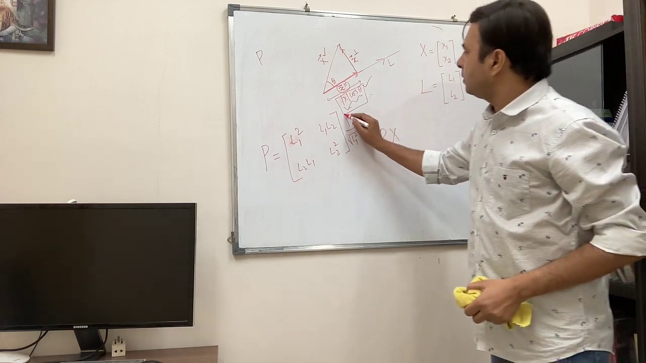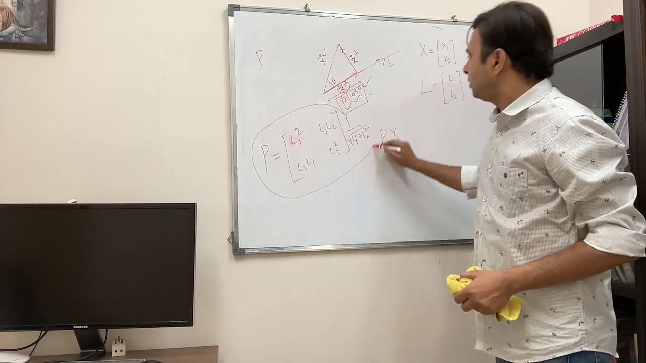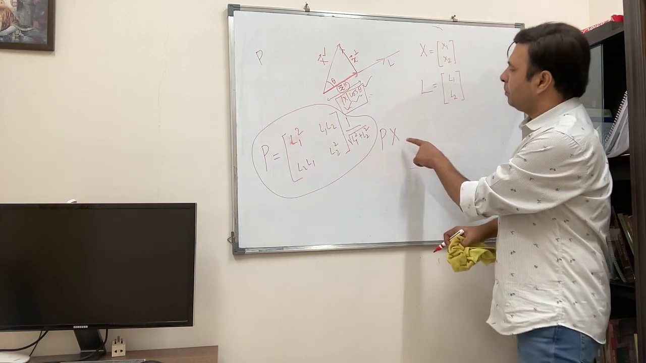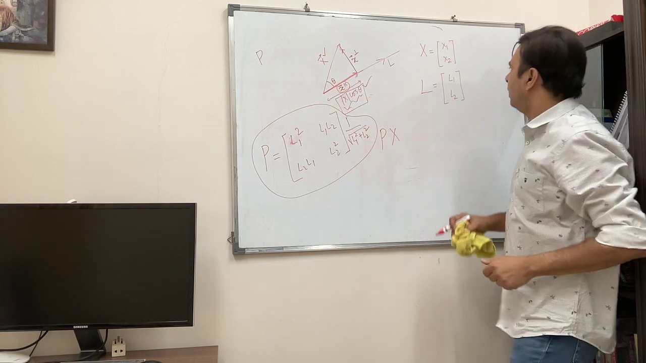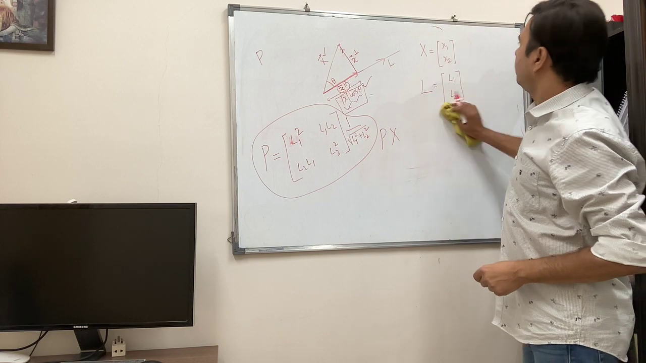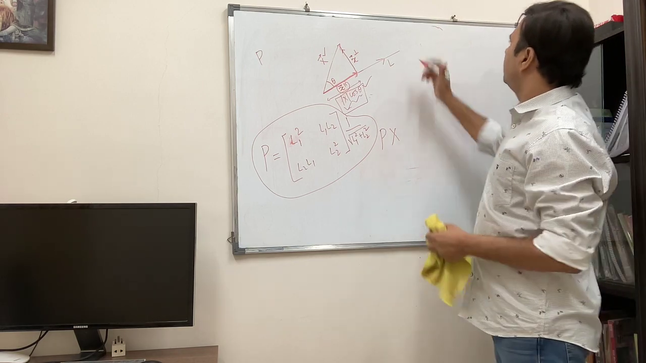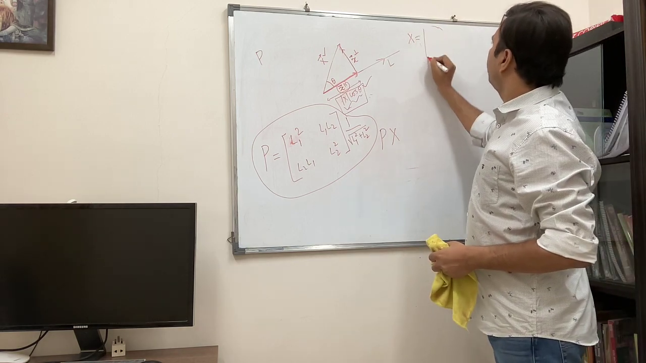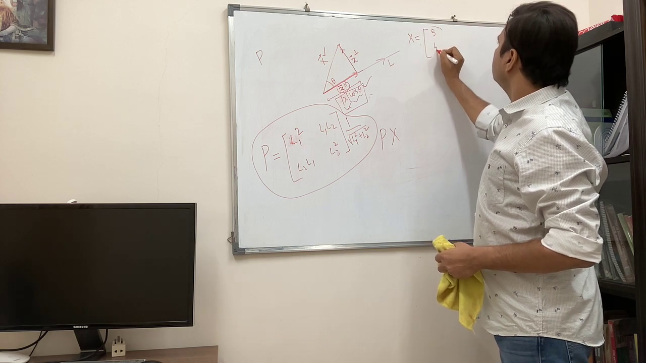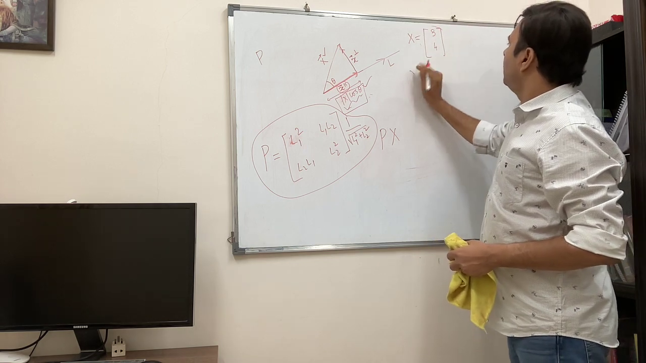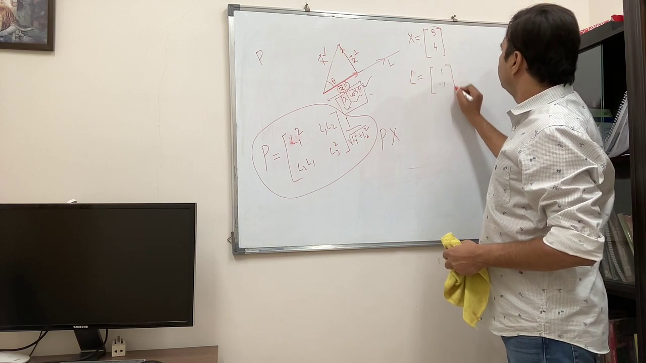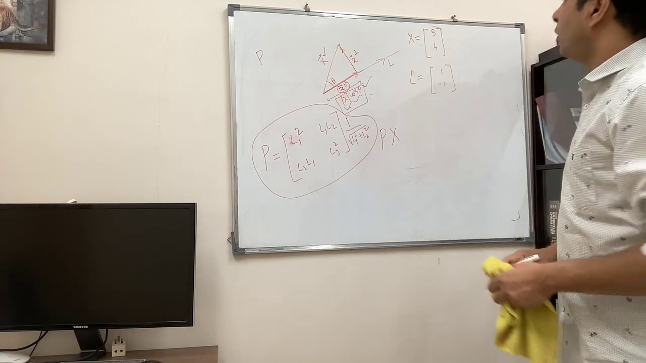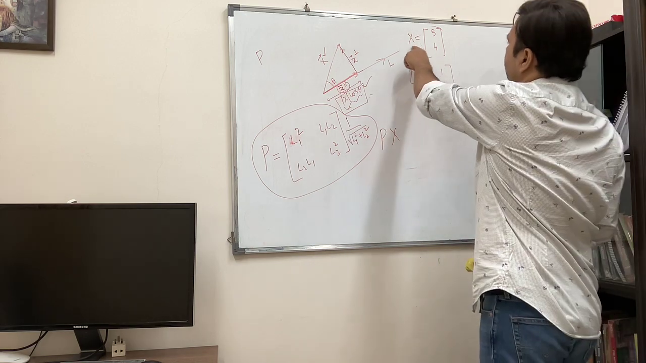So if you take this projection matrix and multiply it with any vector, it will give you the projection of that vector along that L. Let me take an example and we can prove it with that. Let's say x is some vector (3, 4) and L is some vector (1, -1). I want to get the projection of x along L.